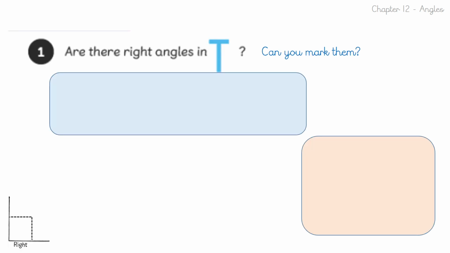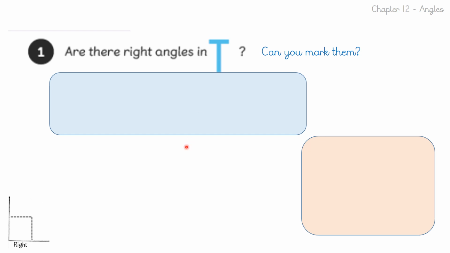Let's have a look at what we've done. Are there any right angles in T? Have you marked them? How many right angles did you mark? I think the letter T has two right angles because on this side there are two straight lines that meet at a point and make a 90-degree angle, and it happens the same on the other side. I can see two straight lines meeting at a point and making a 90-degree angle. Do you agree with me?